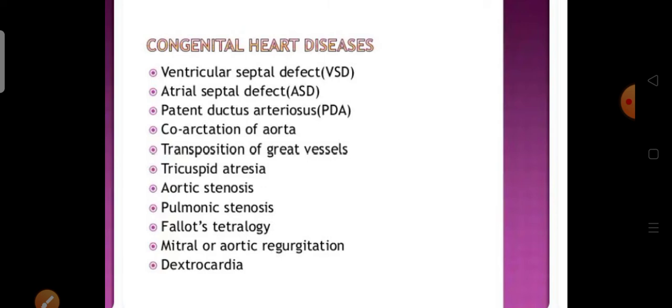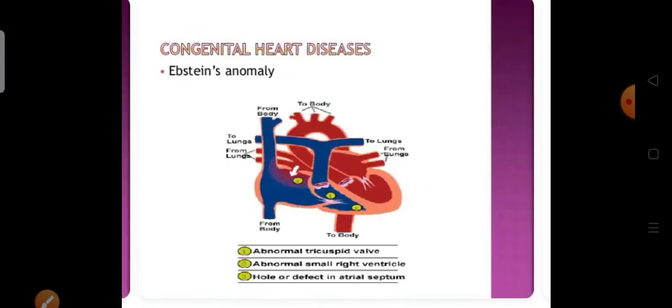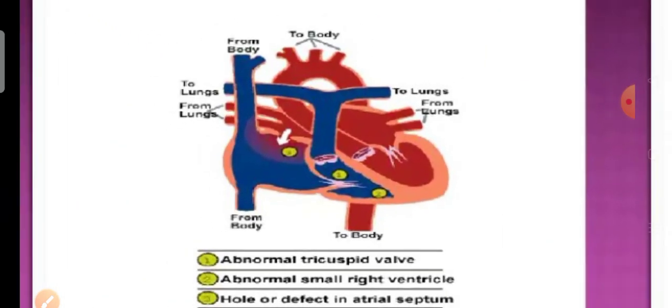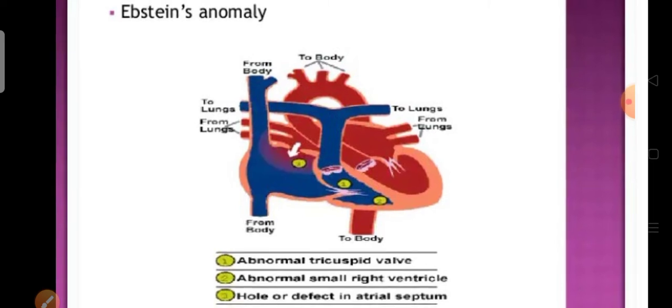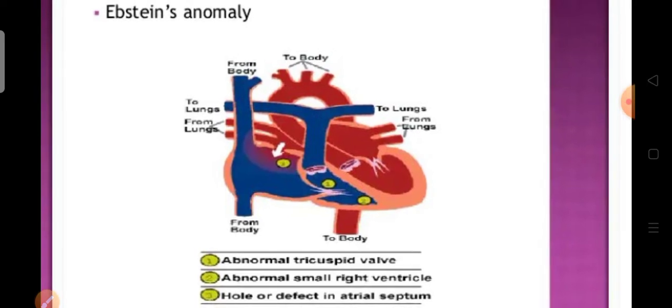Okay, these are some of the congenital heart diseases: atrial septal defect, patent ductus arteriosus, coarctation of aorta, transposition of great vessels, tricuspid atresia, aortic stenosis, pulmonary stenosis, tetralogy of Fallot, mitral and aortic regurgitation, dextrocardia. Even these are all the things that can be there. Okay, if I want to explain this, an extra amount of time is needed, so that is the reason I will explain it separately.